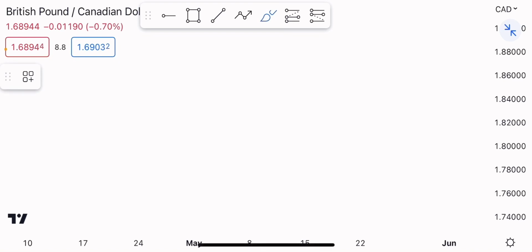Welcome back to another video, guys, and in today's video we're talking about support and resistance levels, how to effectively trade these levels and make consistent profits. Basically, for beginner traders. If you're an intermediate trader, this video is for you as well, so stay tuned to the end of the video.